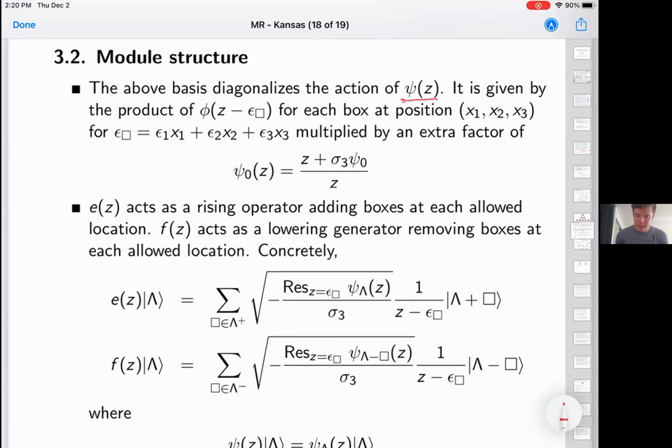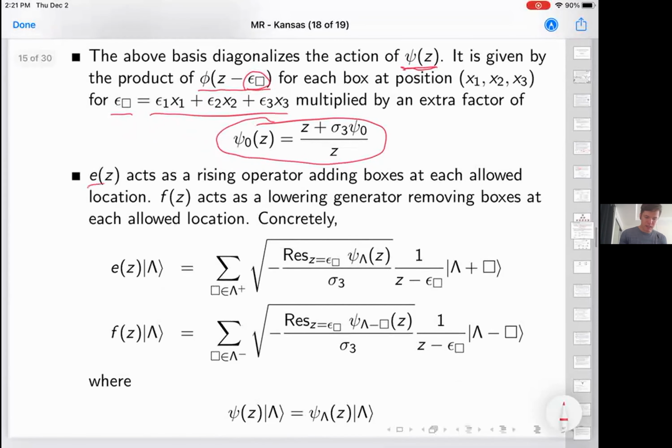So the action of psi is given by a product of these factors phi shifted by epsilon box for each box at a position x1, x2, x3, where the epsilon box is given by the following combination of epsilons. And all that is multiplied by an extra factor of the following form. Similarly, E(z) acts as a raising operator, adding boxes at each allowed location. And F(z) acts as a lowering generator, removing boxes at each allowed location.